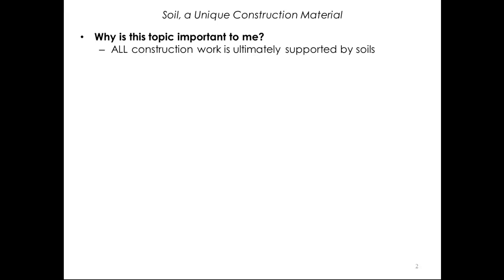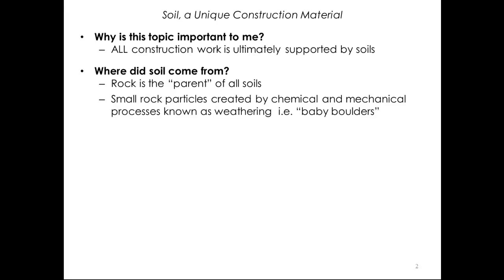For example, where did they come from? Well, in terms of geologic time, all soils originated as rock. A good way to visualize soil grains is that they are simply baby boulders, created from larger rocks through a process called weathering. Okay, so soil grains at some point came from rock, but just what is soil? The answer is that soil is actually a matrix made up of several components.